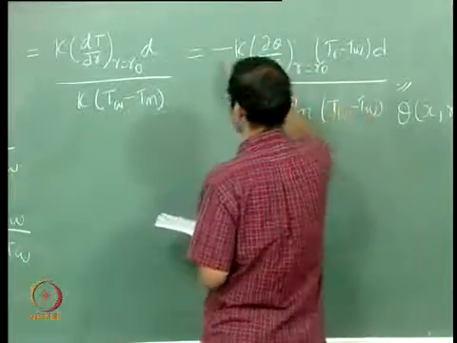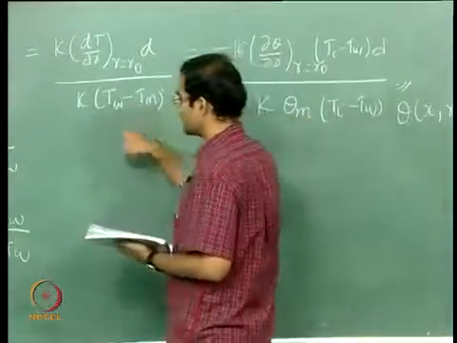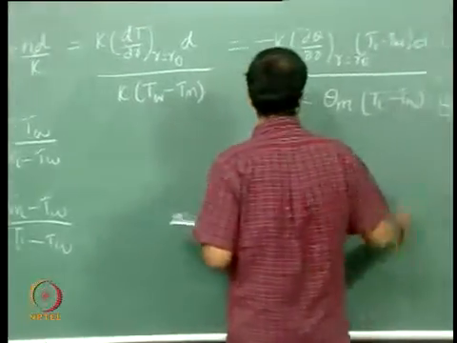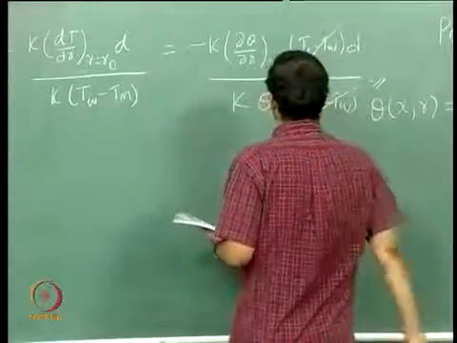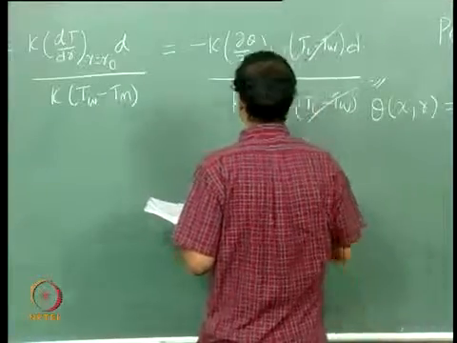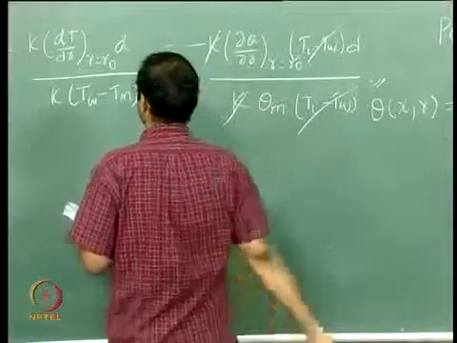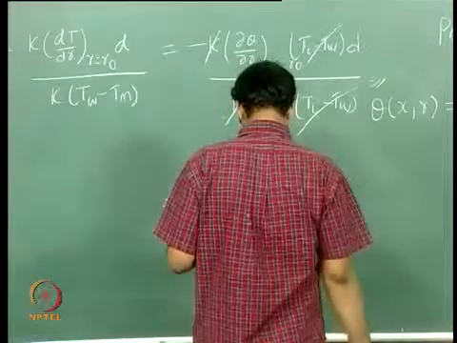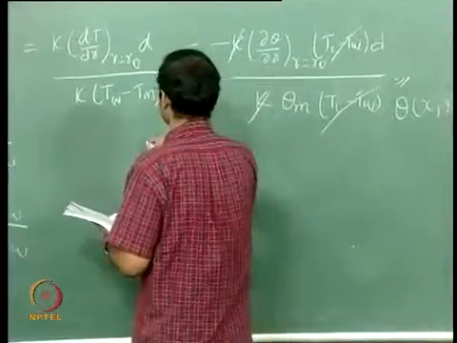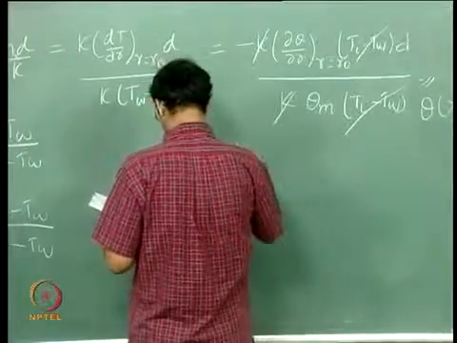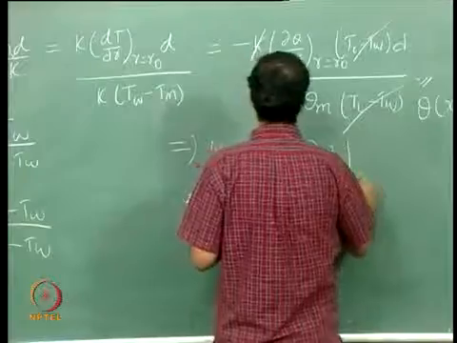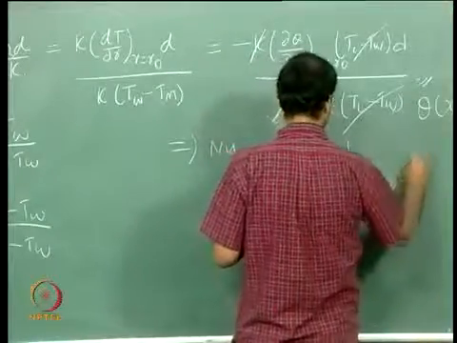So already I put a minus sign because this is T wall minus Tm, I am putting minus of Tm minus T wall. Okay, so this cancels right here, and of course your k cancels. So we are left with Nu x is equal to minus d theta by dr at r equal to r naught into 1 by theta m.